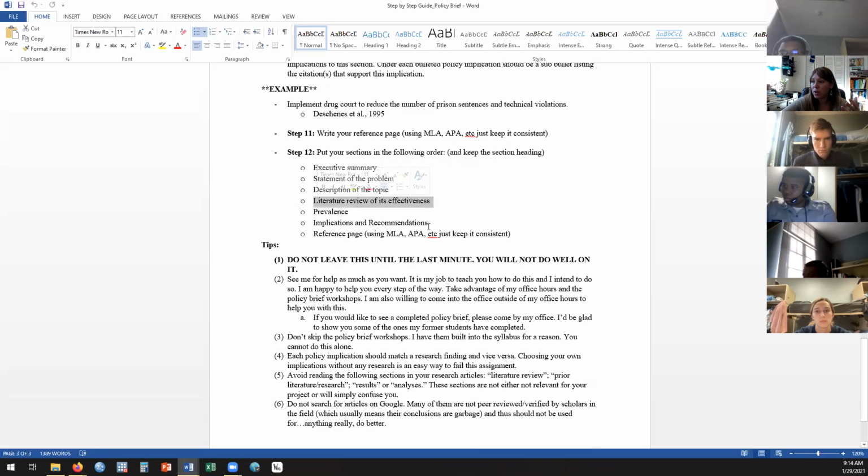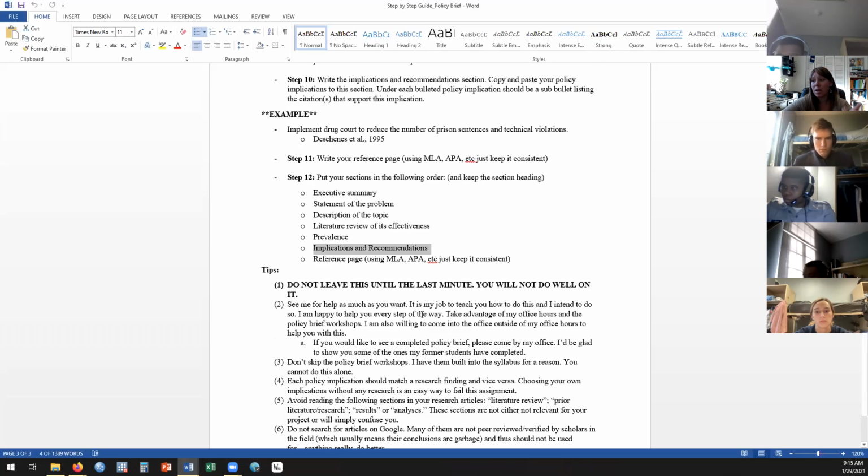The literature review and the implications and recommendations usually goes to their research staff to make sure that we are using good research to support this right here. A lot of times in a press release, they will also embed links to specific articles that show that these programs work, and you can determine which articles to include through the lit review and through this part right here. So a policy brief is a multifaceted document that is used all across government.